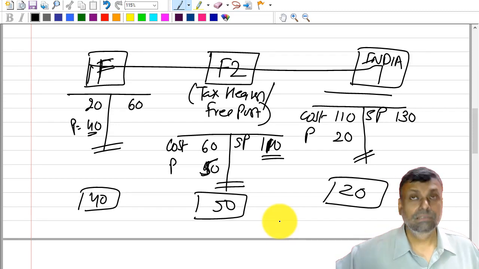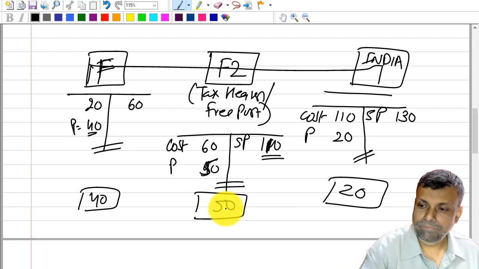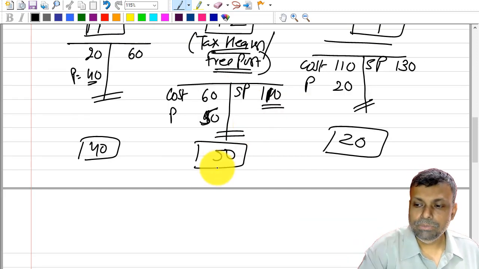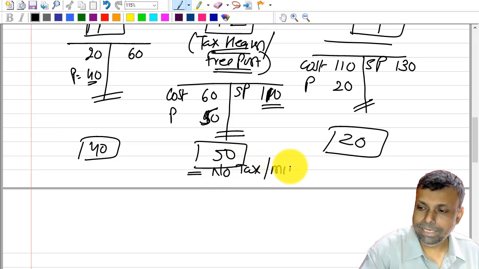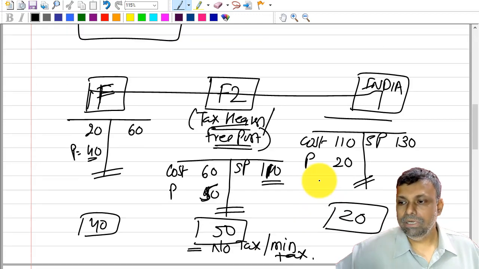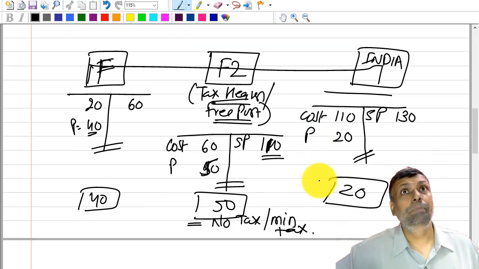Such that some profit has gone to the tax havens. And on this particular 50, logically, there will be no tax or there will be a minimum tax. So ultimately, the Indian government will now get pinched.